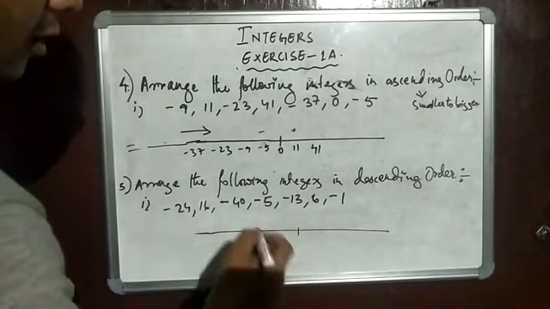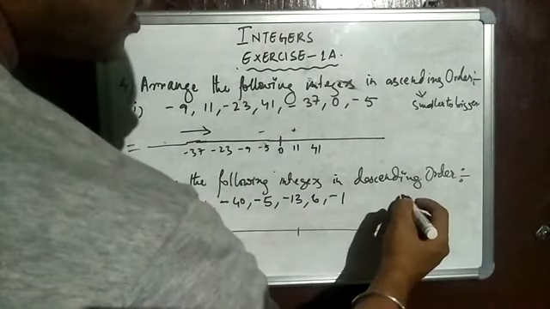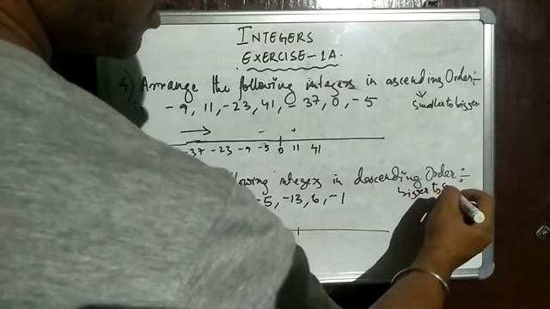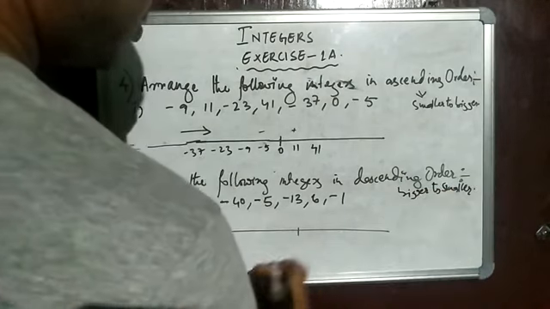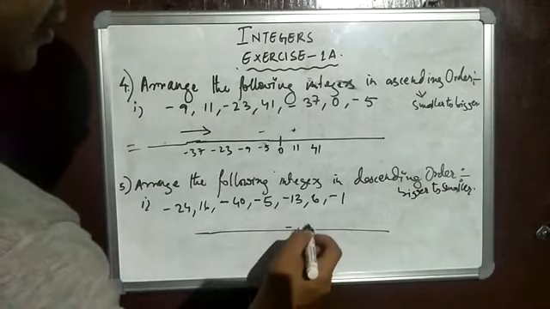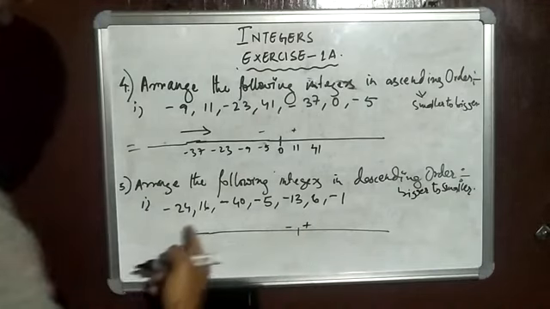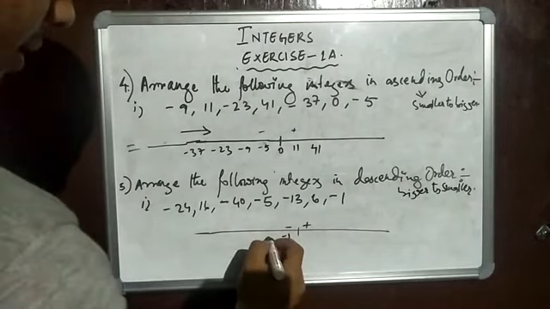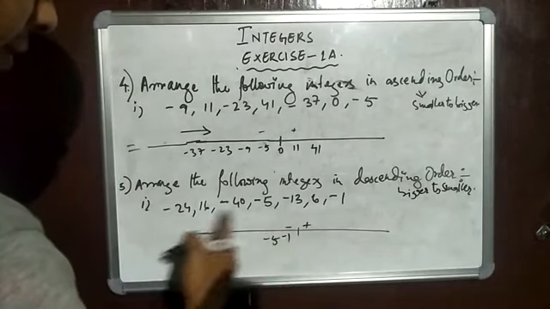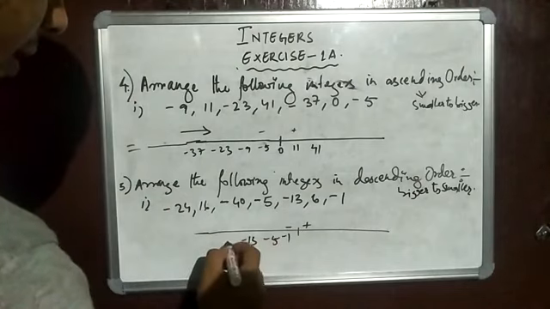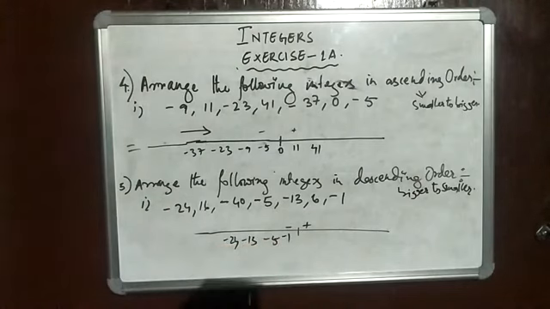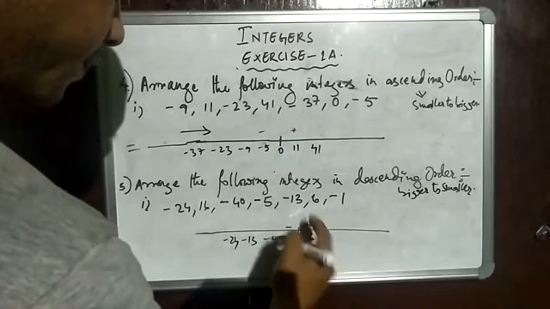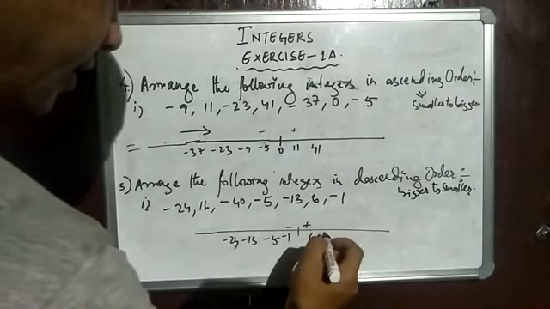Now similarly we will do descending order. Descending order means bigger to smaller numbers. Similarly we do the minus and plus sides. On the minus side, first we have minus 1, then minus 5, then minus 13, then minus 24. On the plus side we have first 6, then 16.